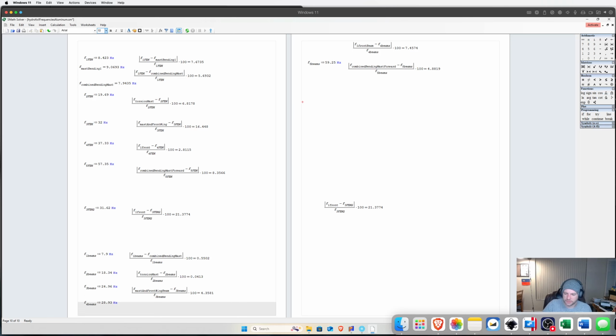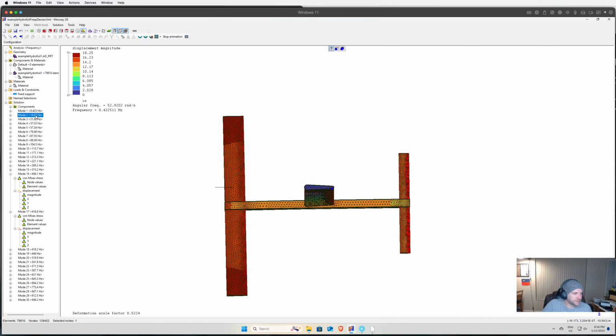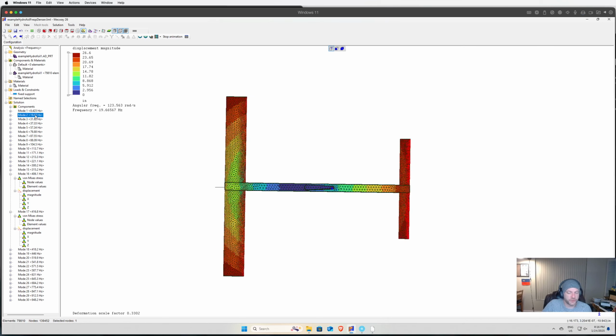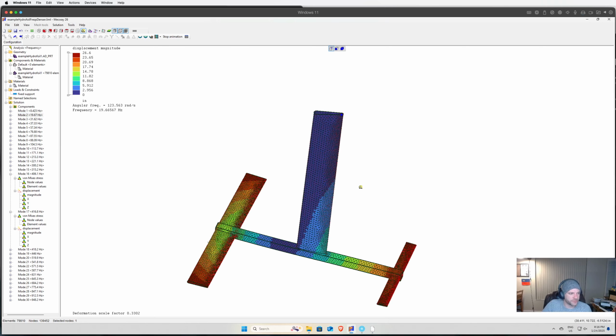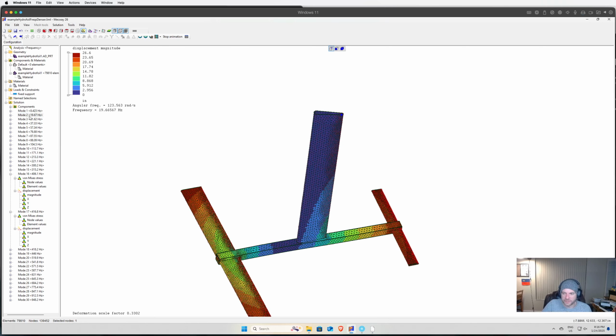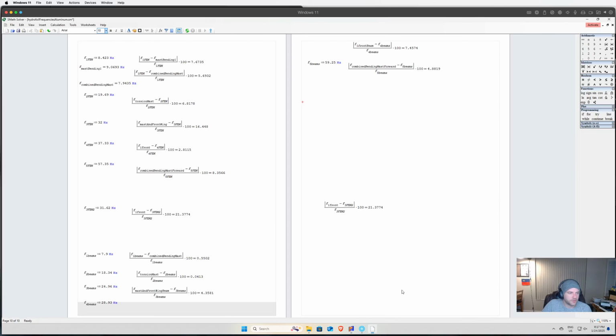Second mode, I looked at this one here. So this is a torsion of the mast itself. So this is a lot of just the mast twisting. And I got 19.67 hertz in my finite element model. By hand, 19.67, 19.69, depending on the, I was playing with the mesh density a little bit. And I got within 7% of that.